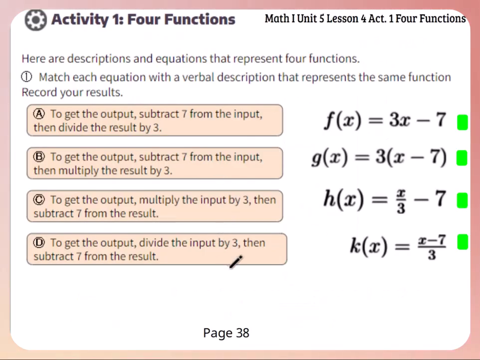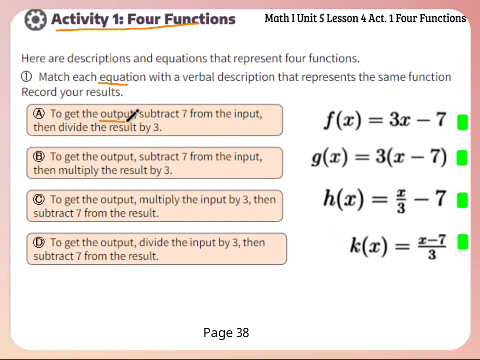All right, turn to page 38. Here we're going to activity number 1, for functions. This is Unit 5, Lesson 4. So here are descriptions and equations. The descriptions are in words. The equations are on the right. We want to match each equation with a verbal description that represents the same function. So we have function f, function g, function h, and function k. Let's read A and let's try to find a match.